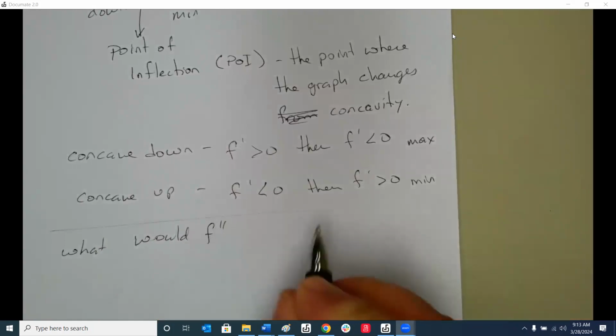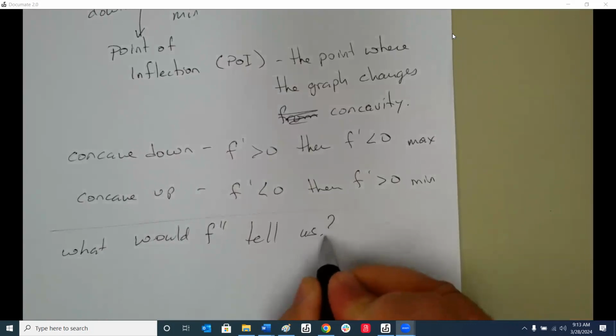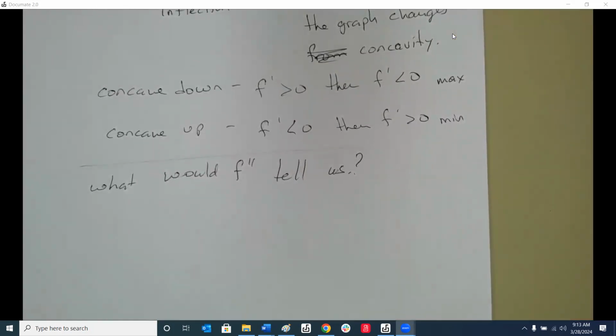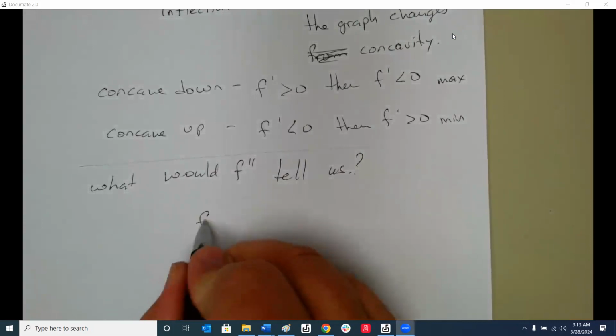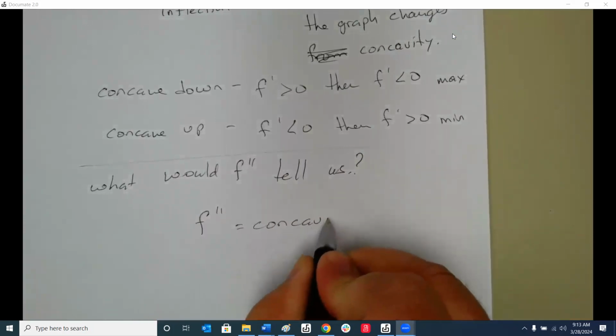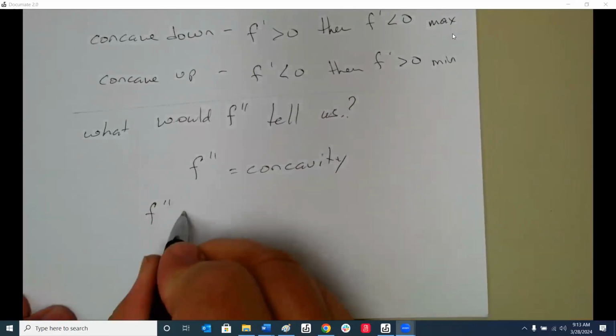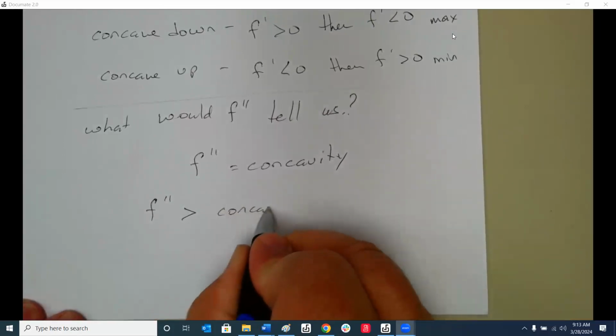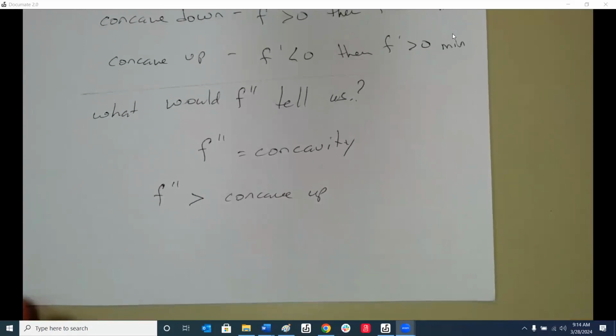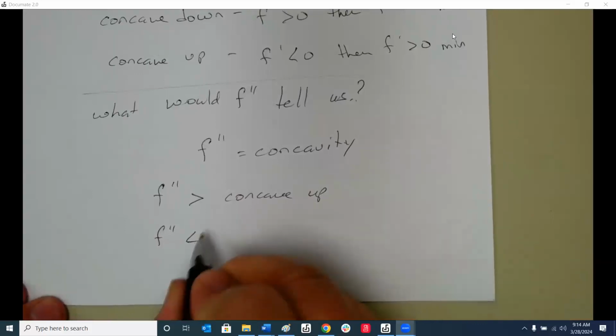What would the second derivative tell us? The change of slope. Remember, the first derivative is slope. The second derivative is the change of the first derivative, or the change of slope. It tells us the concavity. If the second derivative is positive, then it's concave up. If the second derivative is negative, it's concave down.